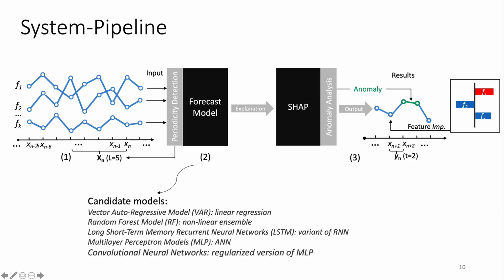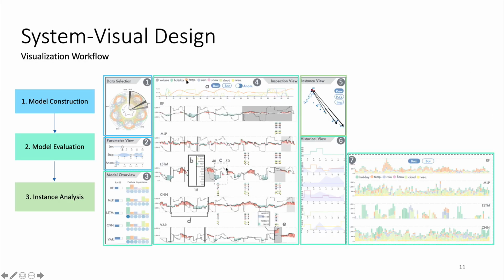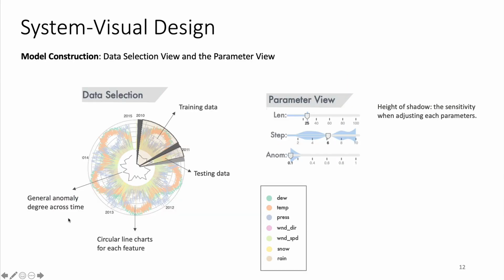The system pipeline mainly contains 3 steps. We first set the input, and then feed the input into some candidate models. Finally, we use Shapley values to compare and explain different models by their feature contributions. This is the UI of mTSeer. It has 3 modules, from the model construction module to the model evaluation module and the instance analysis module. Here I will give more explanations to each view.